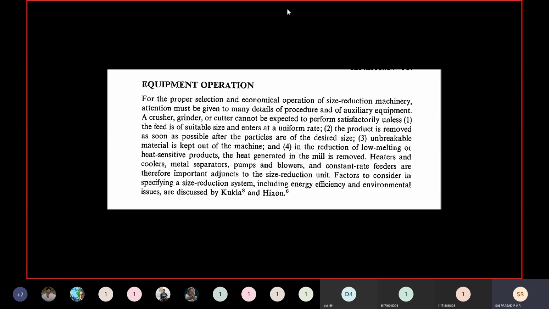very important, because if the metal separators are not there and metal enters the system, suppose you are using limestone and any iron particles enter, the machine will be damaged. So we are supposed to remove them.